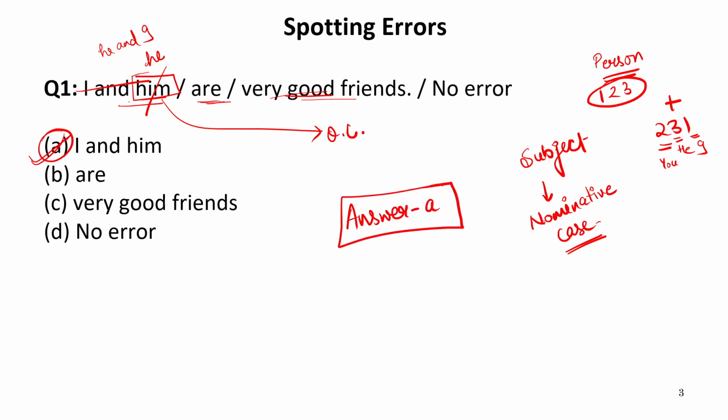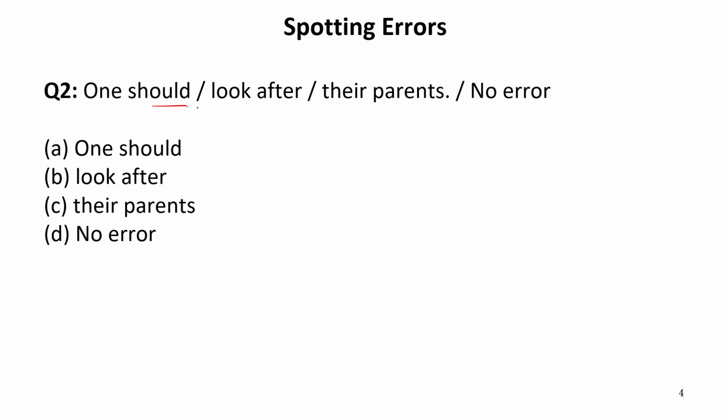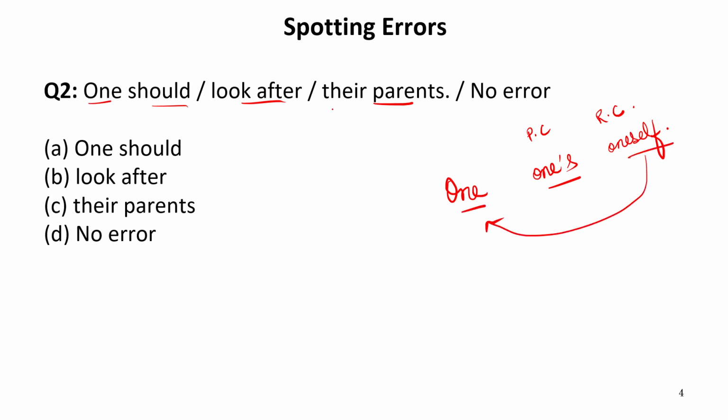Now let us move to the next one. One should look after the parents. Now whenever we have one as a subject or as a subject pronoun, we use once as its possessive case, and as reflexive case we use oneself. We can say that once is the possessive case of one and oneself is a reflexive case of one.